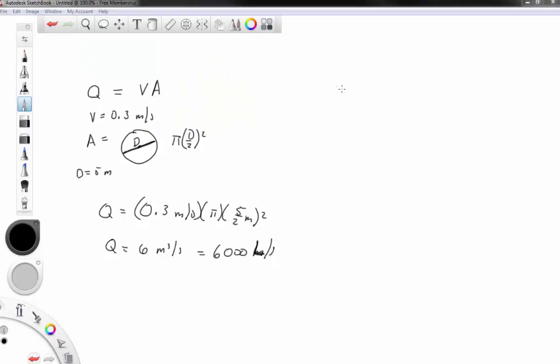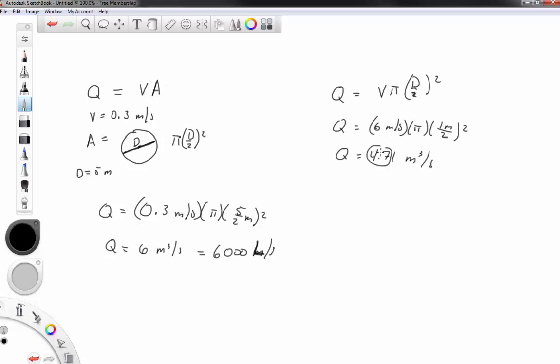Now we have a volume flow rate, Q equals V times pi times (D over 2) squared. And that now is more like 6 meters per second times pi times, let's say, (1 meter over 2) squared. So 6 times pi times 1/2 squared, which would be a quarter, gives 4.71. So Q equals 4.71 meters cubed per second. And again, realistically this is more like 5 because we don't really have that many digits of certainty. And so we can write Q as 5 meters cubed per second, which is 5,000 liters per second. So our continuity equation is working out here.